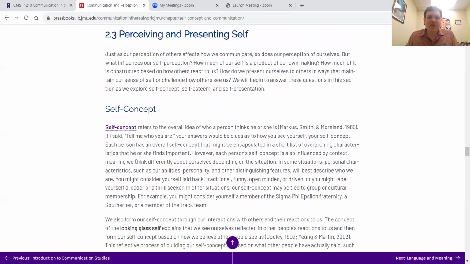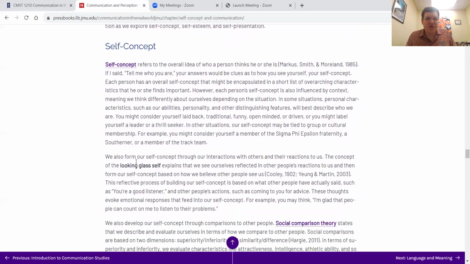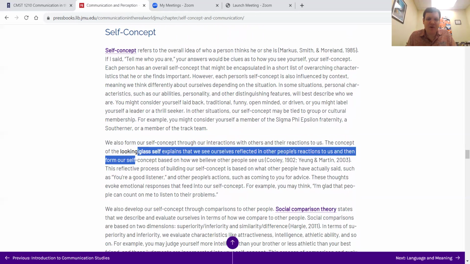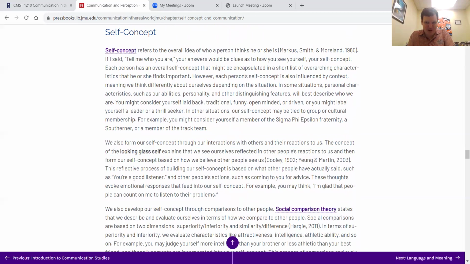So 2.3, perceiving and presenting self. Last section, we were focusing on others. Now we're focusing on ourselves. So self-concept refers to the overall idea of who a person thinks they are. If someone asks you, tell me who you are, your answers can be part of your self-concept. Sharing about yourself, how you view yourself. It talks here about the concept of the looking glass self, which explains that we see ourselves reflected in people's reactions to us.